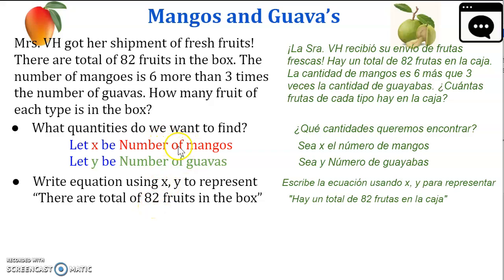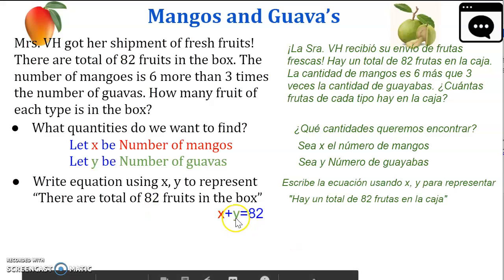Okay, if I had 50 mangoes, how many guavas would I have to have? 50 plus what is 82? It's 32. Okay, so what do you think would be the expression that says the sum of the number of mangoes, that's x, and the number of guavas is going to be 82? That's going to be x plus y is equal to 82. That's how many fruit we have in the box.